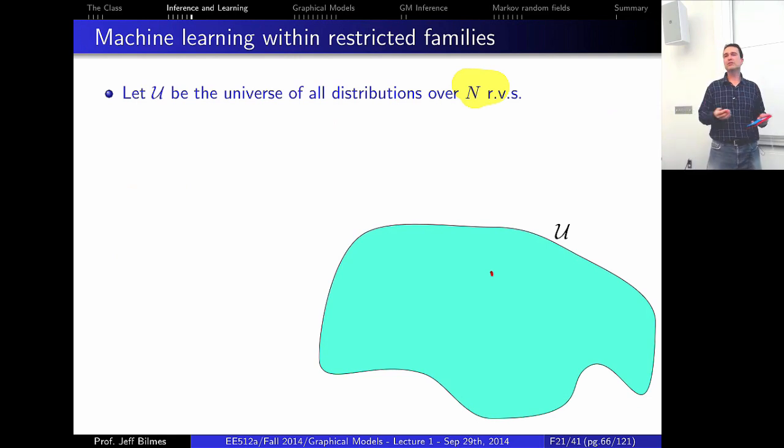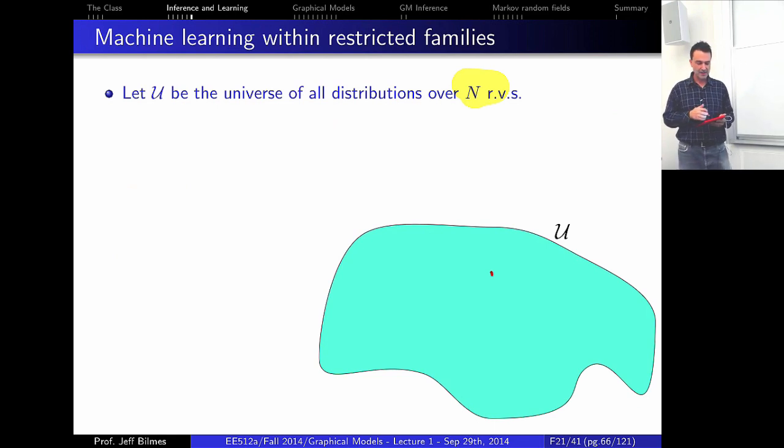And there might be a countably infinite number of probability distributions inside of that green blob. Okay? And so U is the set of all probability distributions. It's a family of all probability distributions. Okay?